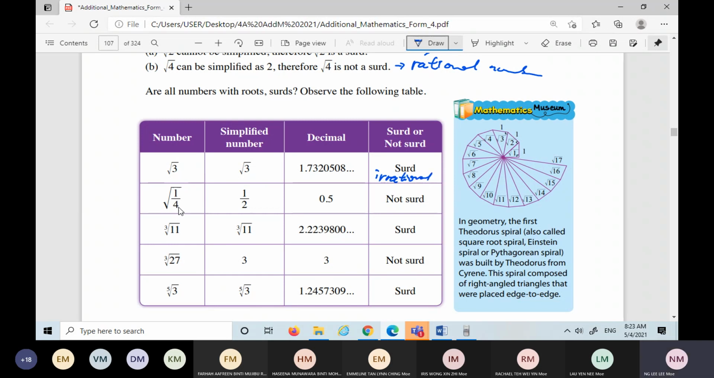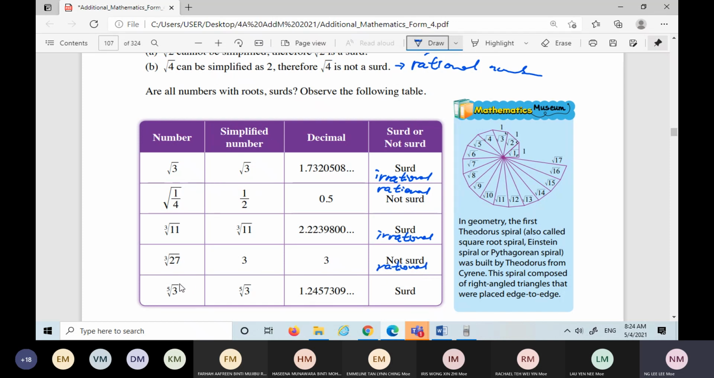Square root of 1 over 4, you can simplify as 1 over 2. This is a rational number, and it's not a surd. Then cube root of 11: when you press the calculator, it is a non-recurring decimal. So this is a surd. Remember, a surd is under irrational. Then cube root of 27: when you press the calculator, you get 3. So this is not a surd, and this is a rational number.